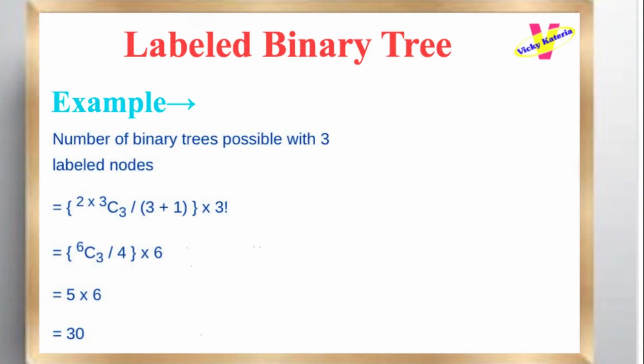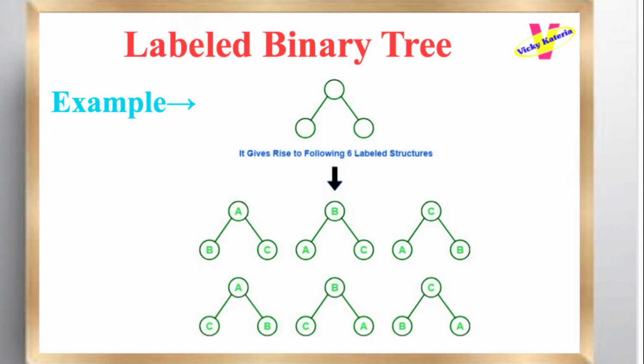Example: consider we want to draw all the binary trees possible with 3 labeled nodes. Using the above formula, the number of binary trees possible with 3 labeled nodes equals 6 combination 3 divided by 3 plus 1, into 3 factorial, which equals 6 combination 3 divided by 4 into 6, which equals 5 into 6, which equals 30. Thus, with 3 labeled nodes, 30 labeled binary trees are possible.